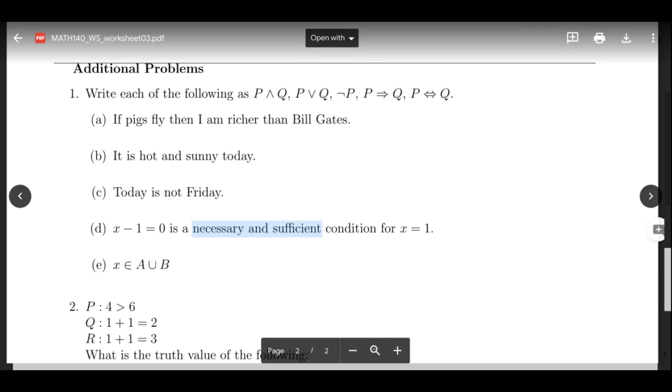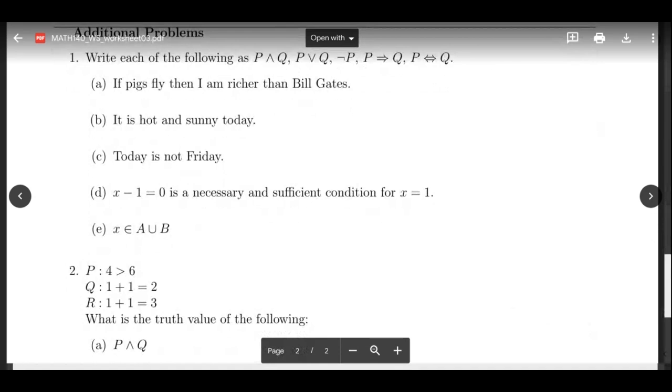So Aidan, how do we change your answer? Great, yes. So with both arrows, P if and only if Q. P would be X minus 1 equals 0. Q would be X equals 1. So those two equations are exactly the same, right? All right, good. Now 1E.